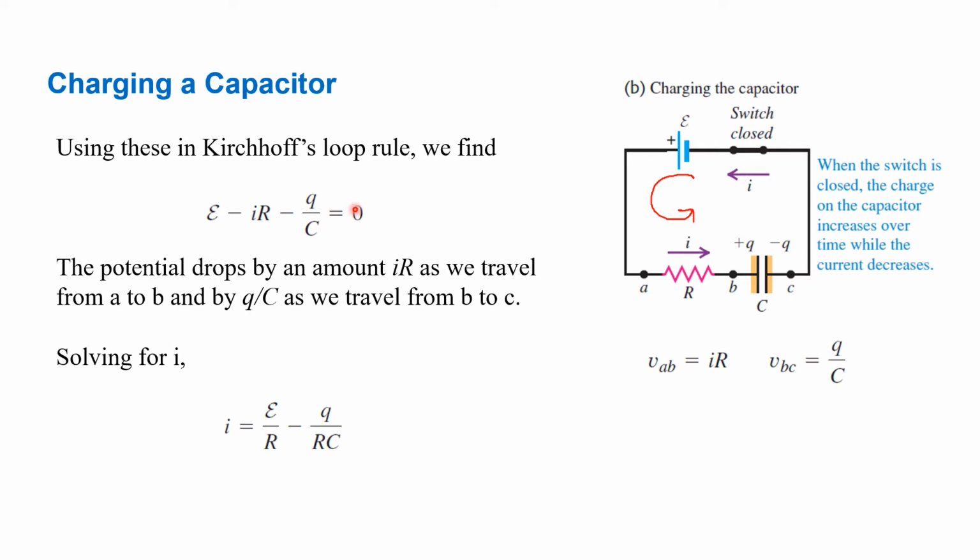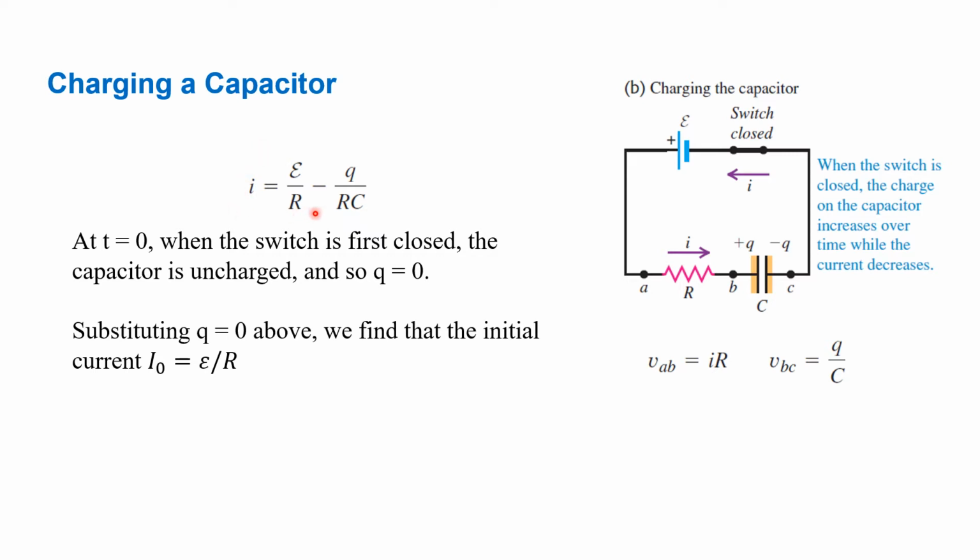The potential drops by an amount of IR as we travel from A to B, and by Q over C as we travel from B to C. So what we see here is that your EMF drops as you travel in IR and also as you travel with Q over C. And from this equation here, we can solve for I. Solving for the small I here, you have your I that's equal to epsilon over R minus Q over RC. So again, you have this expression. So we solve for I. I is equal to epsilon over R minus Q over RC.